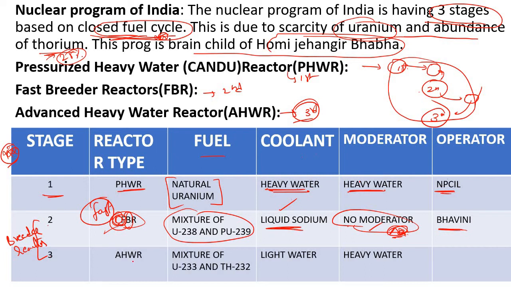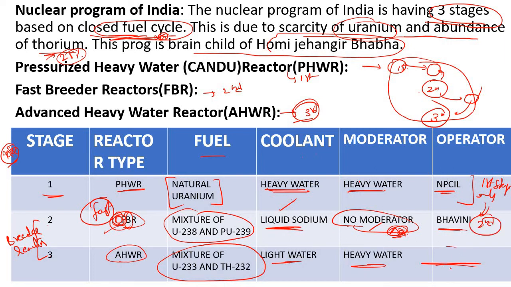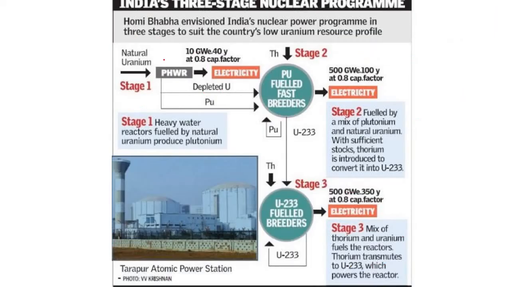In the third stage, the advanced heavy water reactor, a mixture of uranium-233 and thorium-232 is used as fuel, coolant is light water and moderator is heavy water, and the operator is not yet fixed, because we are still in the first stage only and are just ready to enter the second stage. That's why it is not yet fixed who will operate the third stage. We'll see how these things work here.